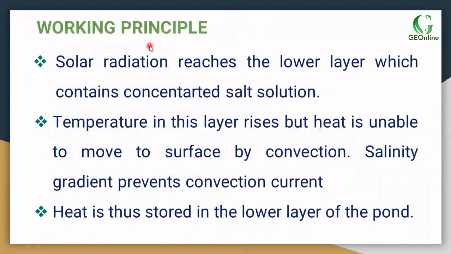Therefore, the working principle of solar pond is that solar radiation reaches the lower layer which contains concentrated salt solution. Temperature in this layer rises, but heat is unable to move to the surface by convection because the middle layer is a non-convective layer. Salinity gradient prevents convection currents. Heat is thus stored in the lower layer of the pond.